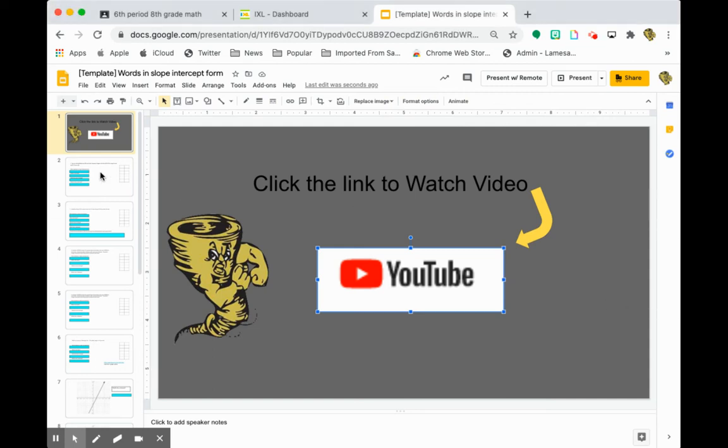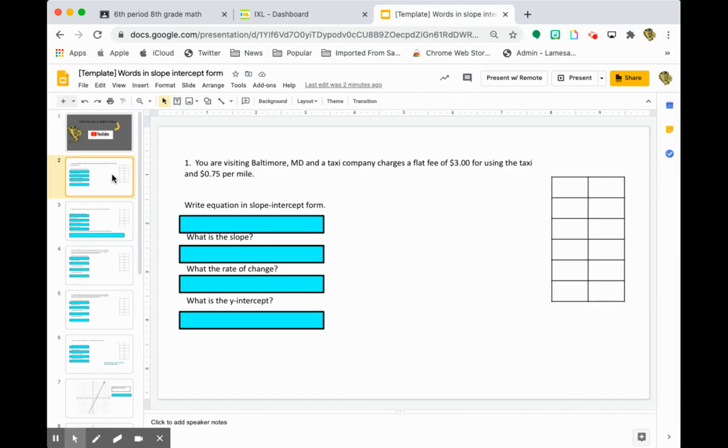Today we're going to write equations from word problems. We're also going to fill out our tables. And so the first situation we have today, it says you were visiting Baltimore, MD, and a taxi company charges a flat fee of $3 for using the taxi and 75 cents per mile.